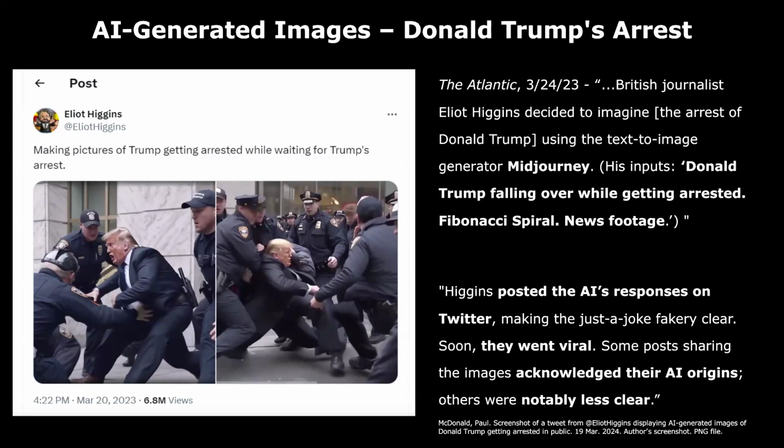Quote, British journalist Elliot Higgins decided to imagine the arrest of Donald Trump using the text-to-image generator Mid-Journey. His inputs, Donald Trump falling over while getting arrested, Fibonacci spiral, news footage. Higgins posted the AI's responses on Twitter, making the just a joke fakery clear. Soon they went viral. Some posts sharing the images acknowledged their AI origins. Others were notably less clear, end quote.